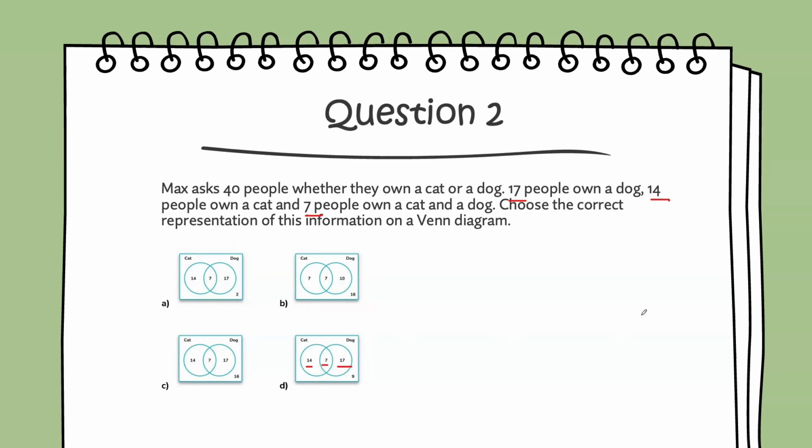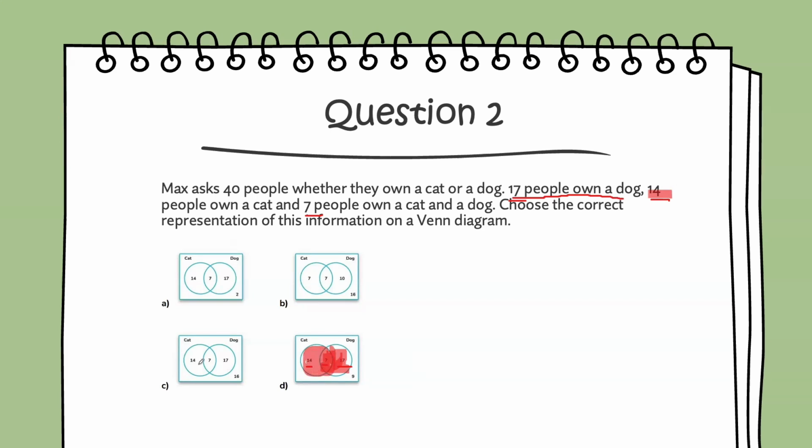Because what we need to understand is that this 17 people that own a dog is made up of not just the outer part of this circle, but this entire circle here. So what that means essentially is that this entire circle needs to add up to 17. In this case, we can see that it's adding up to 24, which is too much. Same with the other side. If you have 14 people that own a cat, we need this entire circle here to add up to 14. But in this case, it adds up to 21.